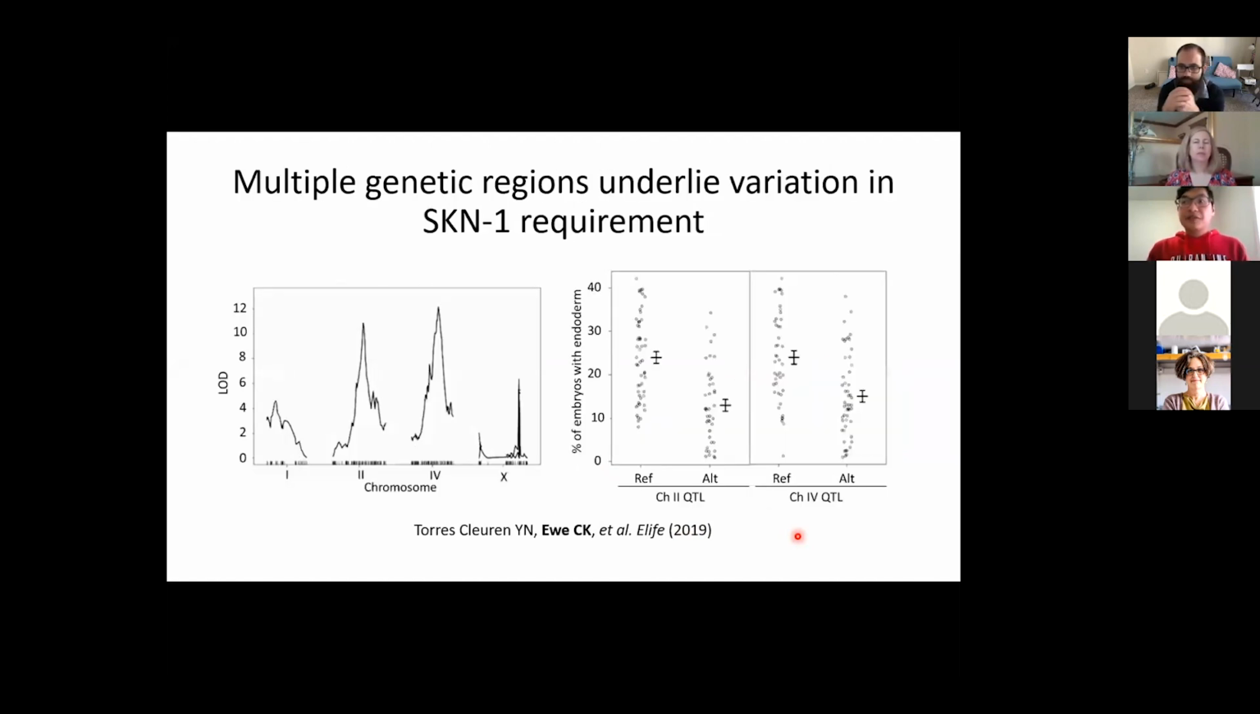Using quantitative genetic methods, we found several genetic regions, or QTL, including two on chromosome 2 and chromosome 4, that may explain the SKN-1 variation among the wild isolates. And the allelic effects are shown here. Therefore, we conclude that accumulation of cryptic genetic variants drives the evolution of the GRN.